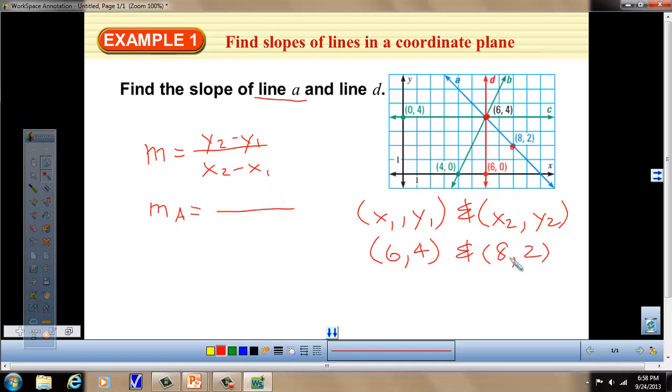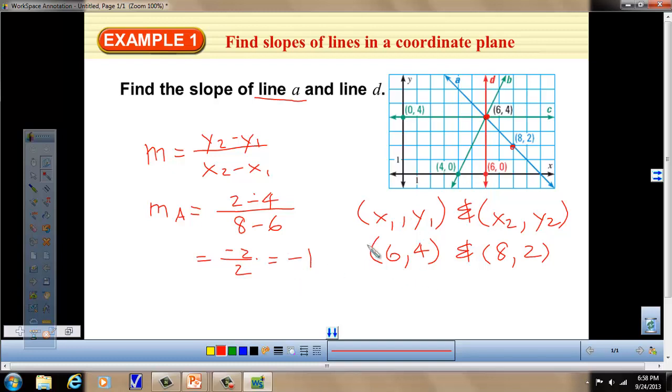I'm going to take the 2 x's and subtract. So in this case, I'm going to do 8 minus 6. So x sub 2 minus, oh, I'm sorry, that's incorrect. Apologize. We're going to do the y's first, so we get 2 minus 4. And then we do the x's on the bottom, so that would be 8 minus 6. On top, we're going to have a negative 2. And on the bottom, we're going to have 2. That gives us a slope of negative 1.